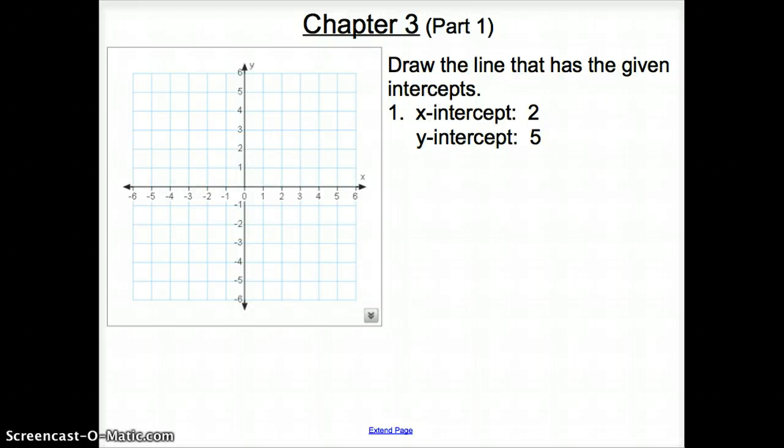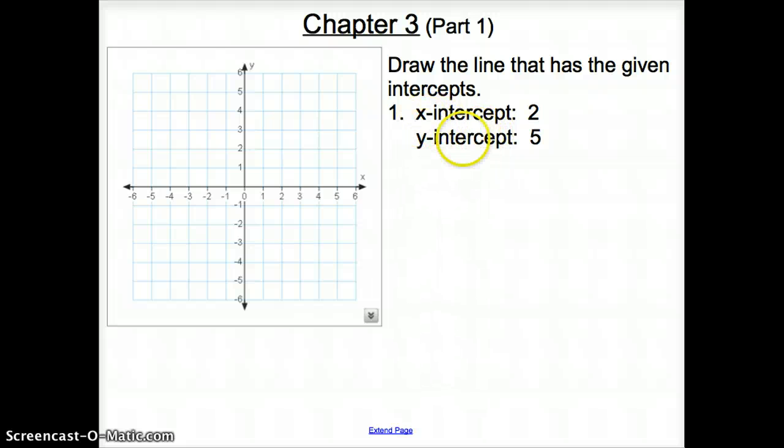Hey everyone, welcome to chapter 3 as we start getting into graphing lines and slope of the lines. The first thing that we are going to start with is how to draw a line when you are given the intercepts. Well, here the x-intercept is 2, the y-intercept is 5.